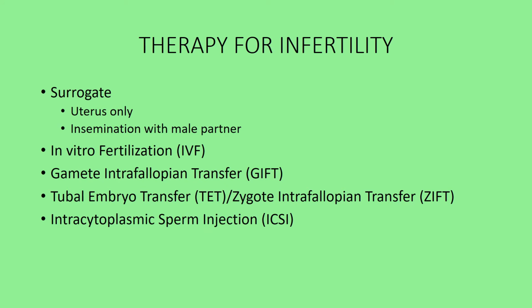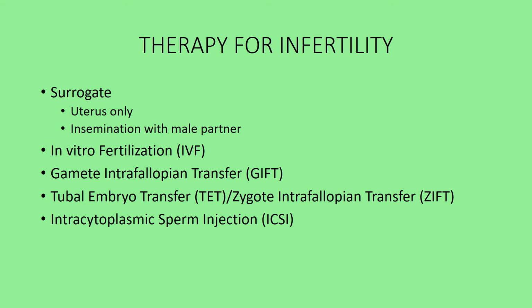A surrogate mother can be used, and she can do one of two things. She can provide her uterus only, in which a sperm and an ova are implanted into her uterus, and then she just carries that to term. Or she can be inseminated with the sperm, and then she would provide the ova.